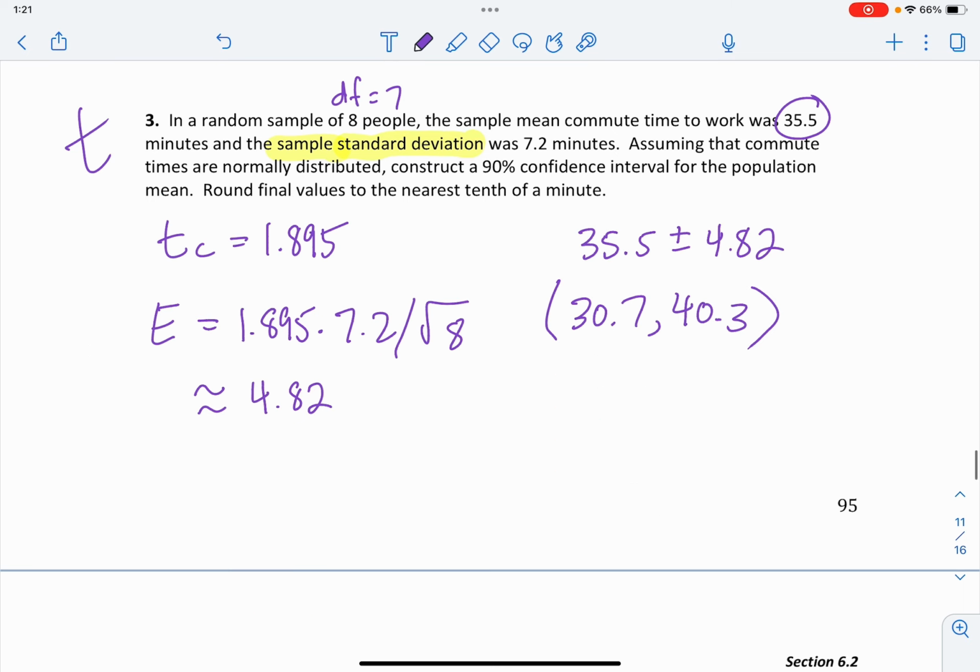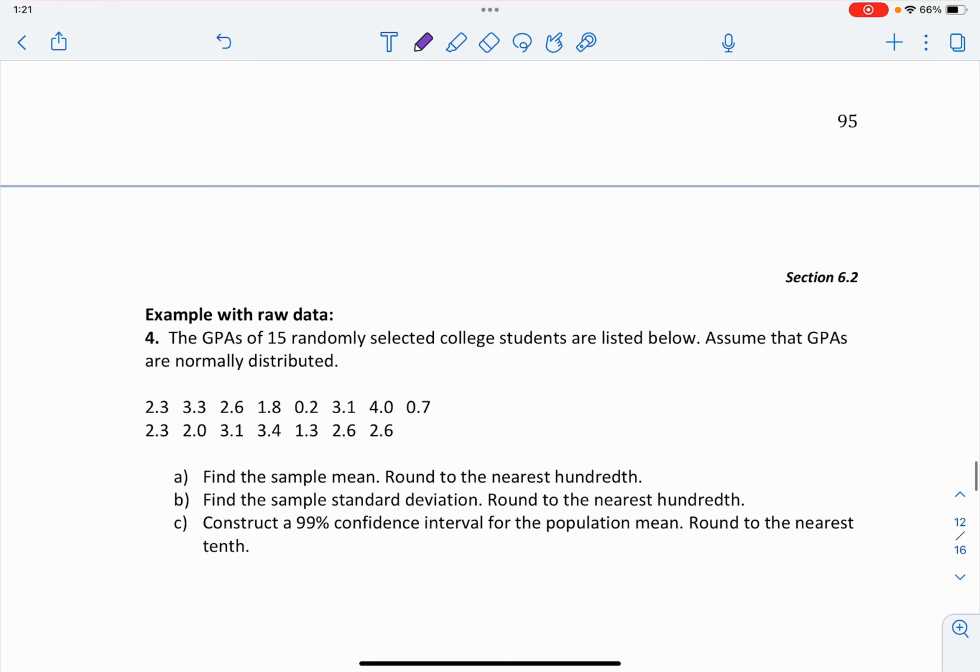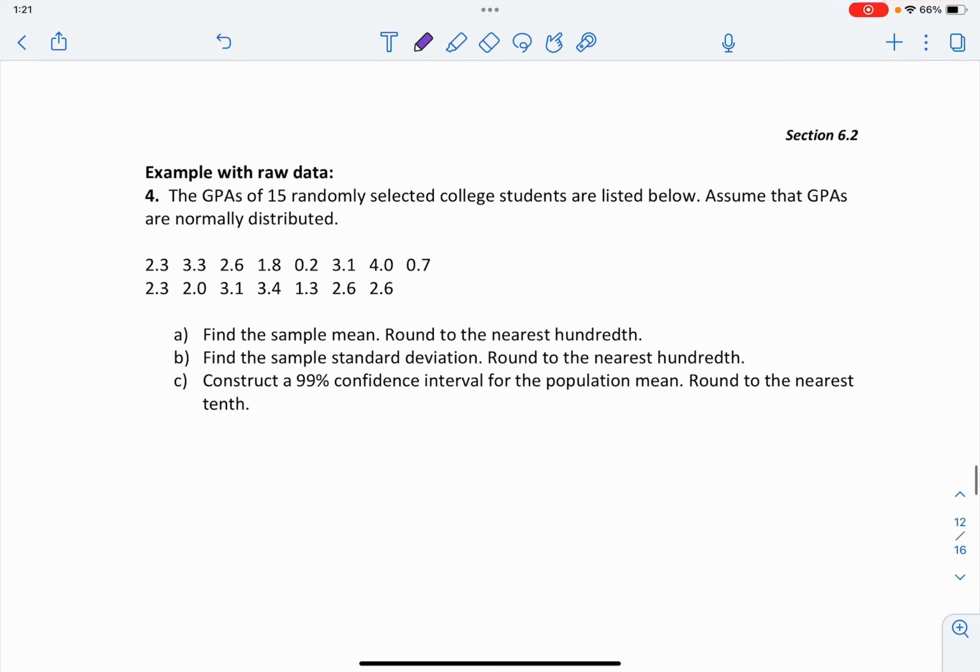All right. Oh, raw data. Okay. We got some raw data again. We know how to tackle that. And this one, it has some parts, right? Find the sample mean, the sample standard deviation. Parts A and B, we've done before way back in chapter 2, right? So we might have to pull some chapter 2 here on this problem and then construct the confidence interval.